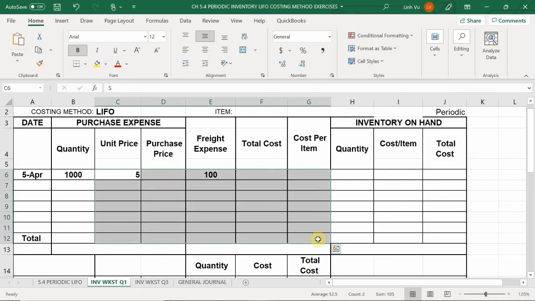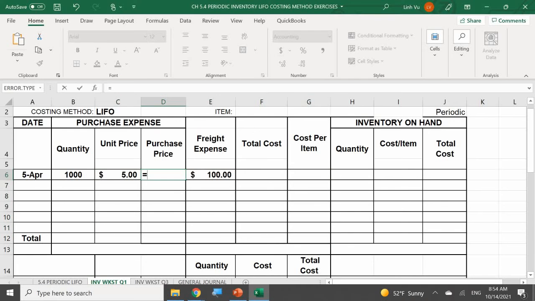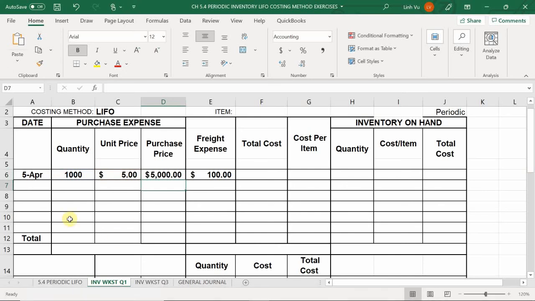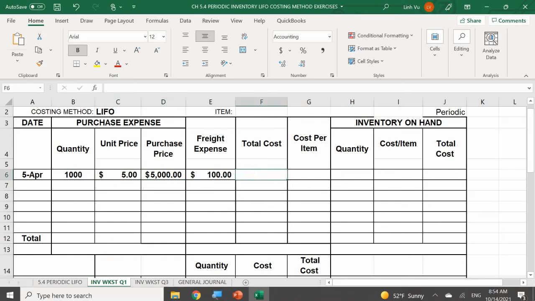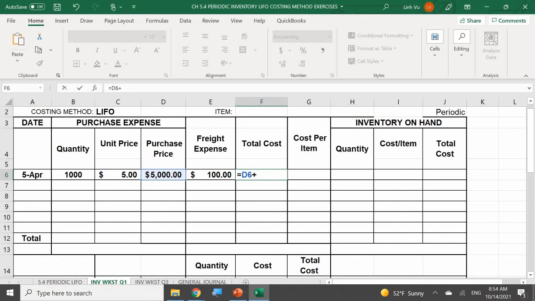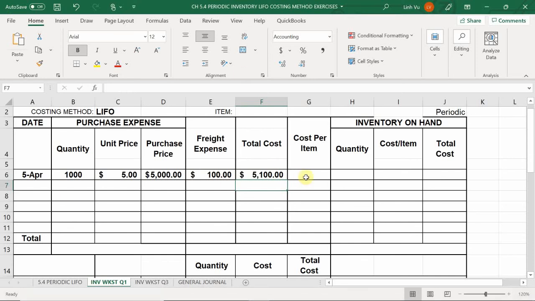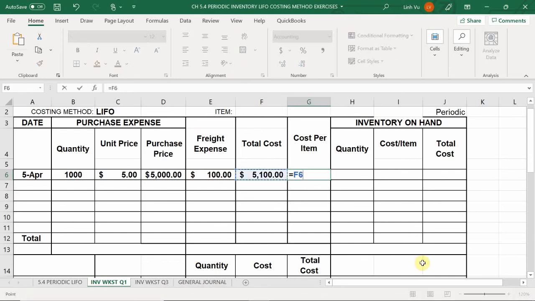So let's go ahead and calculate this. What's my total purchase price? 5,000. It's your quantity times your unit cost, which gives you 5,000. What's my total cost? 5,100. Yes, because we just add the purchase price with the freight to get our total cost of 5,100. Last but not least, we need to calculate our cost per item.